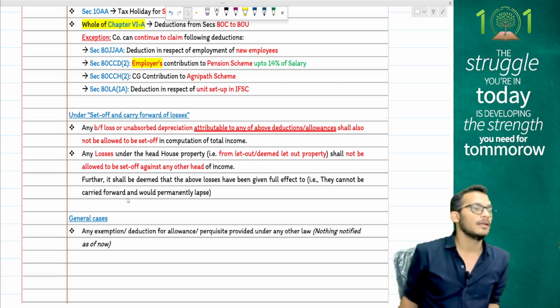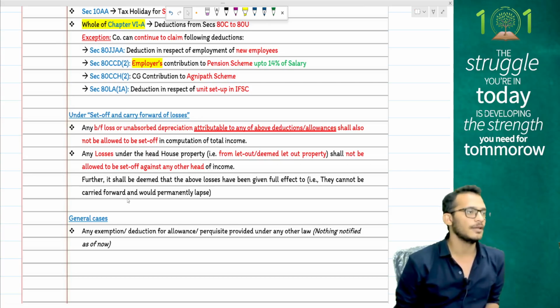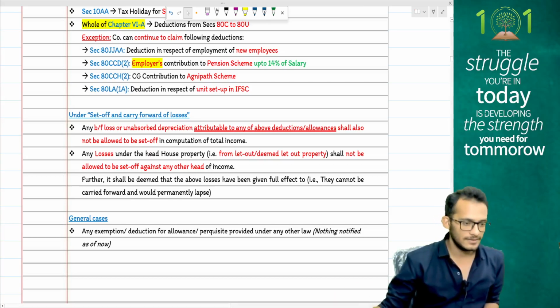Clear, everyone? This is your salaries and HP. Any doubts till here? Are we good to go? Yes, let's take 5.